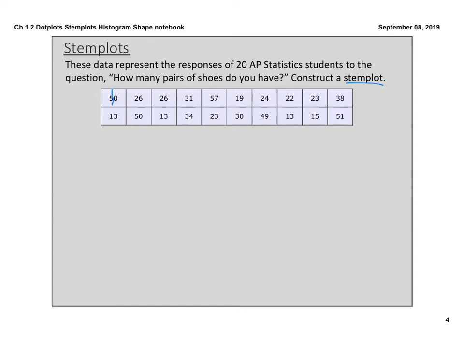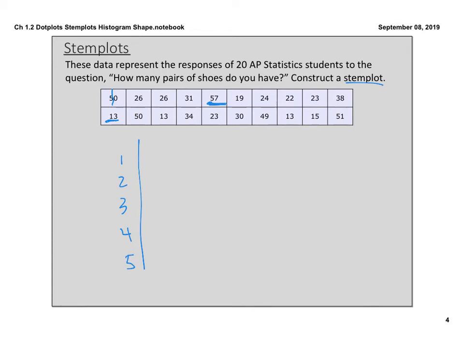The stems that I need, if I look for my lowest data point is 13. My highest data point appears to be 50. Oh, I see a 57. I was about to say 51, but now I see a 57 here. So the stems that I need go from the 1 all the way up to the 5. So if I draw my line down, I've got a 1, 2, 3, 4, and 5 for my stems.